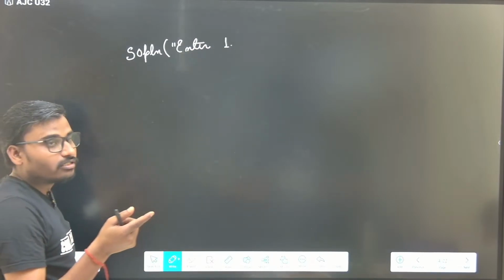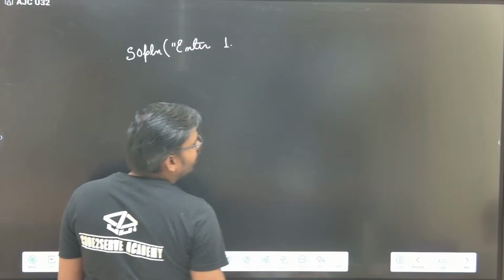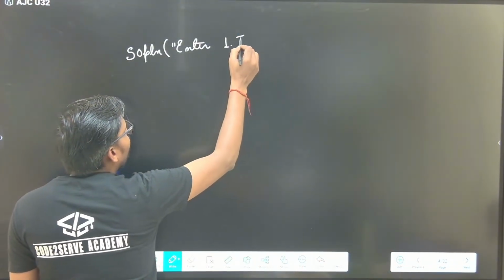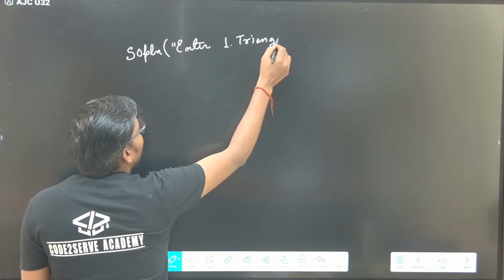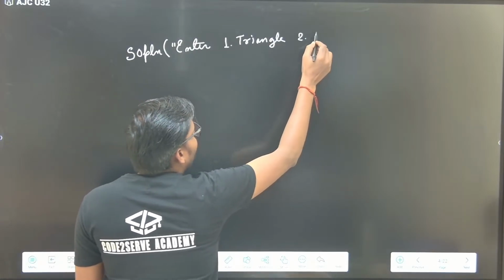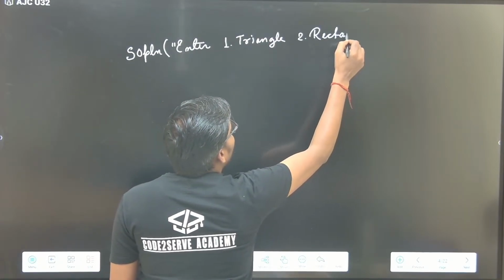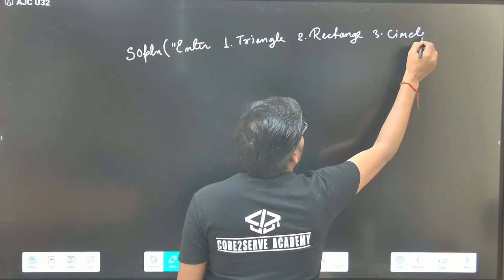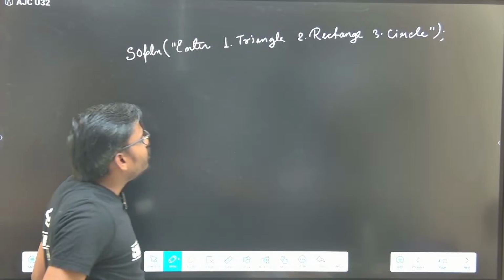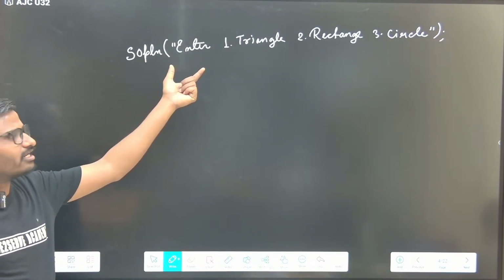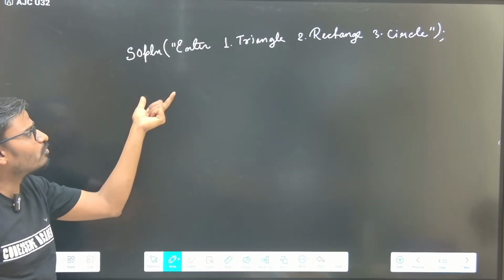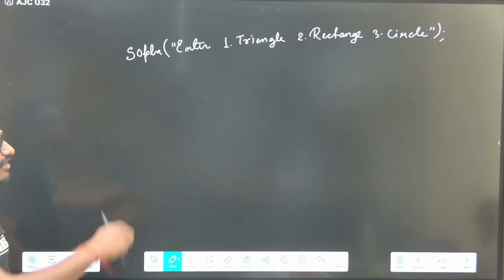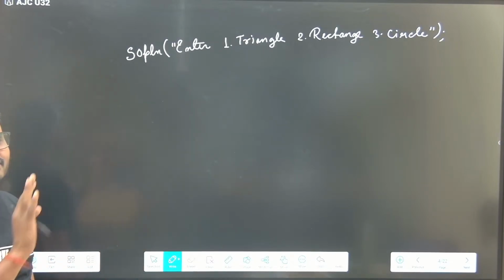One for what was the first part? First was for triangle. So you can give an option, one for triangle, two for rectangle, and three for circle. If you wish, you can write three separate SOPLN: SOPLN enter one for triangle, SOPLN for rectangle, and SOPLN for circle. You can write it in three different lines, but I am writing in a single line.